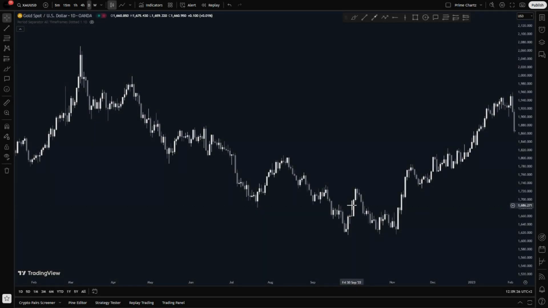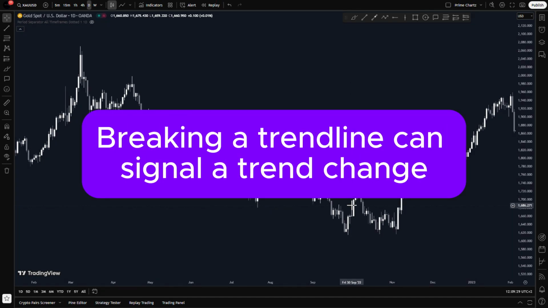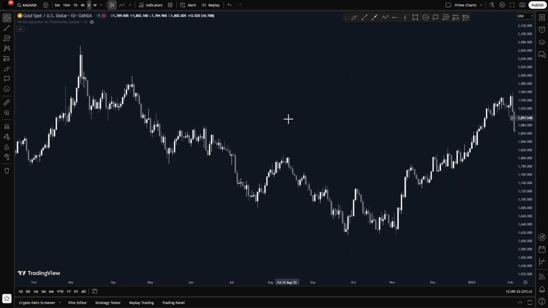So here's another major reason why we draw trend lines, and this one's a game changer. Breaking a trend line can signal a possible trend change. Let's take this chart as an example. We're clearly in a downtrend, right? Lower highs, lower lows, the whole bearish vibe.